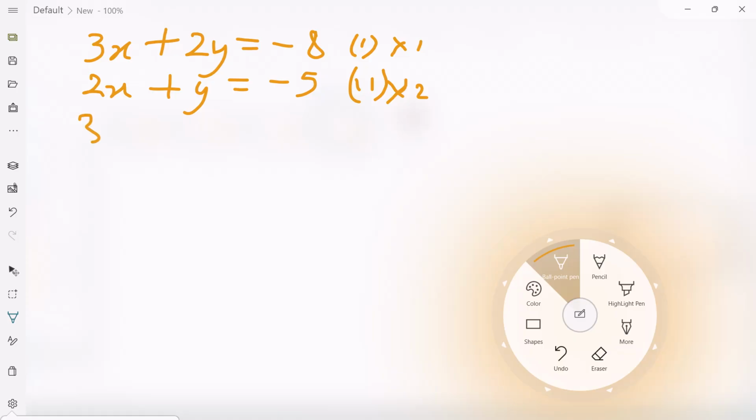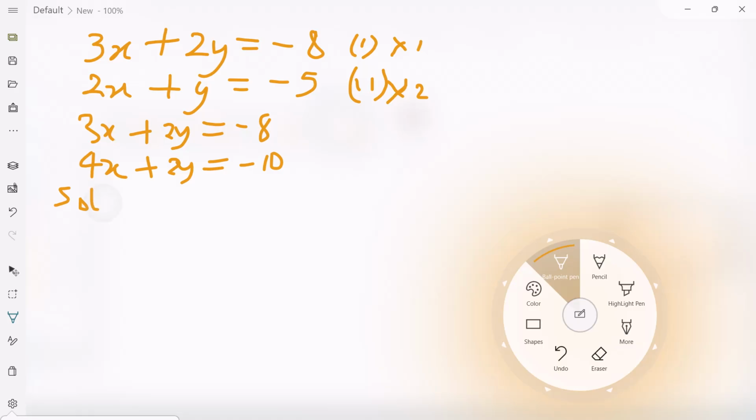I will have 3x plus 2y is equal to minus 8. In equation 2, I will have 4x plus 2y is equal to minus 10. Beautiful. So in order to eliminate y, I will subtract the two equations.